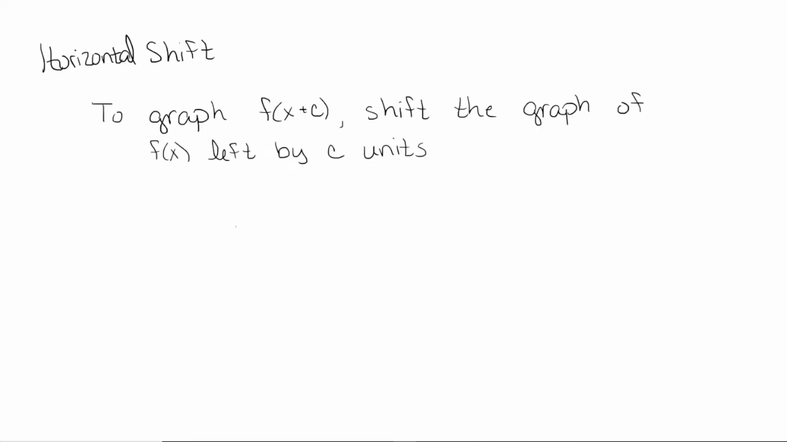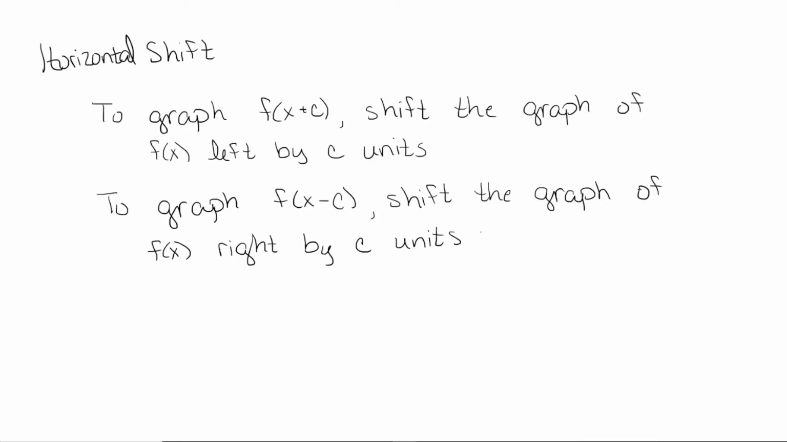Look at shifting a graph horizontally, shifting it to the left or to the right. To graph f of x plus c, we're going to shift the graph of f of x left by c units. To graph f of x minus c, we're going to shift the graph of f of x right by c units. So this actually goes backwards from what we expect. Adding a number to x will shift to the left, but subtracting a number from x will shift to the right.